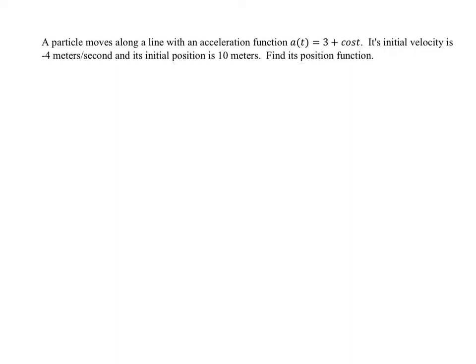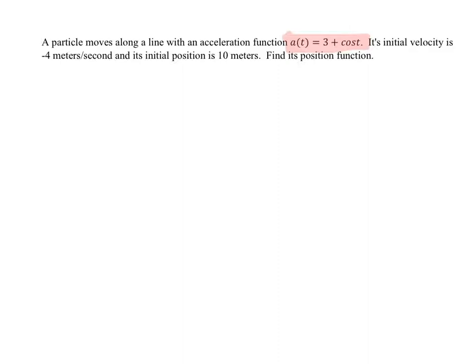A particle moves along a line with an acceleration function a(t) equals 3 plus cosine t. The initial velocity is negative 4 meters per second, and the initial position is 10 meters. Find its position function. So we are given an acceleration function here, and we're asked to end up with a position function. So we're going to be working backwards.